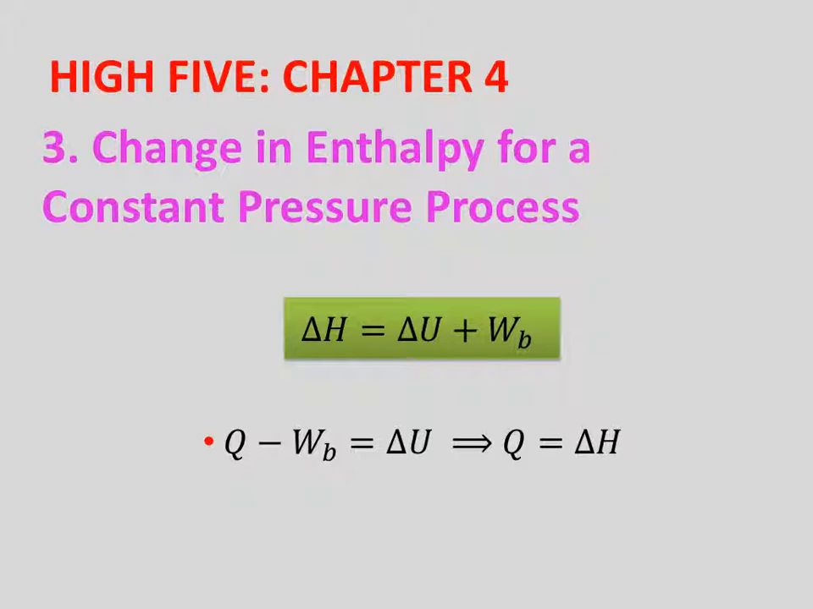Change in enthalpy for a constant pressure process can be written as such. Delta H equals delta U plus boundary work. This can be for expansion or compression. This can be written as Q minus boundary work equals delta U, which, using the equation above, allows us to see that Q equals delta H.